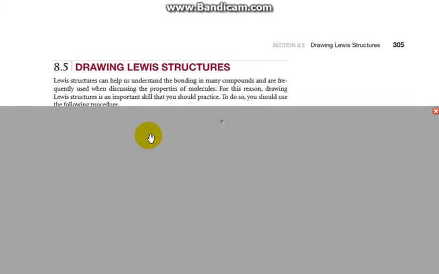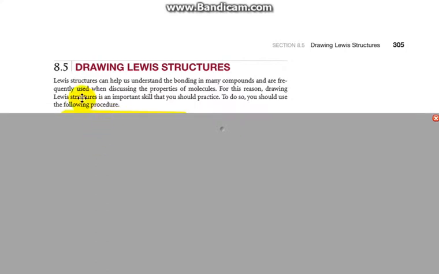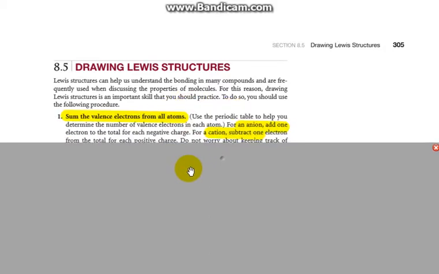This section will look at some rules in drawing Lewis structures for molecules, and hopefully it'll make our lives a little bit easier when drawing Lewis structures and knowing what to look for. So Lewis structures can help us understand the bonding in many compounds and are frequently used when discussing the properties of molecules. For this reason, drawing Lewis structures is an important skill that you should practice. To do so, you should use the following procedure.